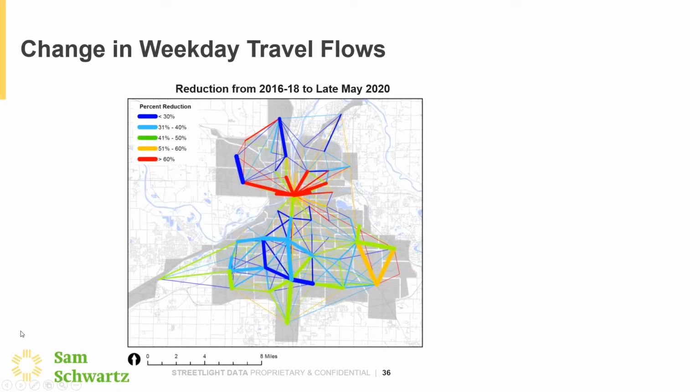This map shows the same comparison just with color coding. So you can see those flows going into downtown had dropped by over 60% by and large, which is just huge, while the blue lines indicate the areas where that drop was not nearly as dramatic.